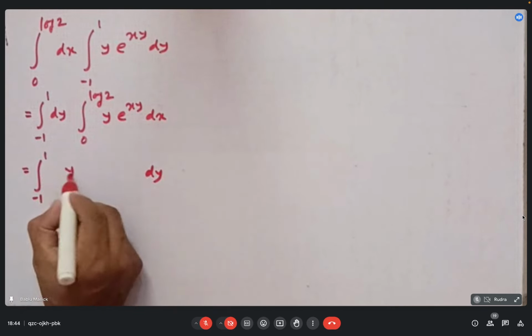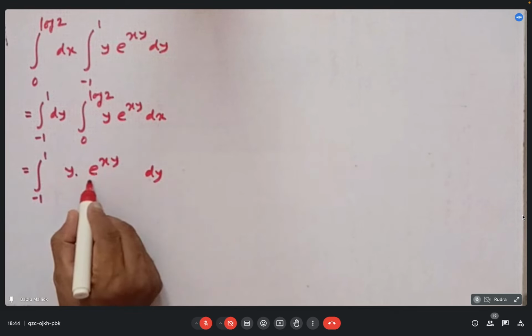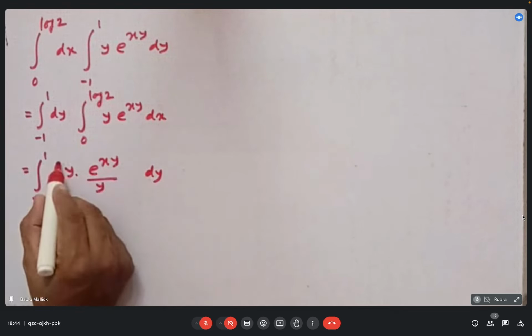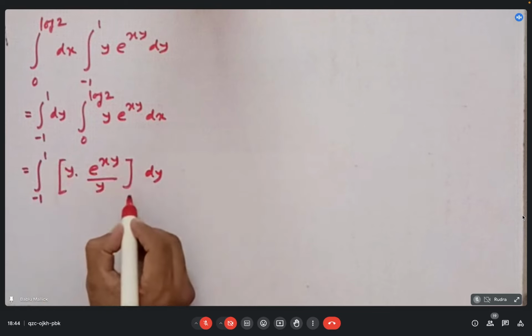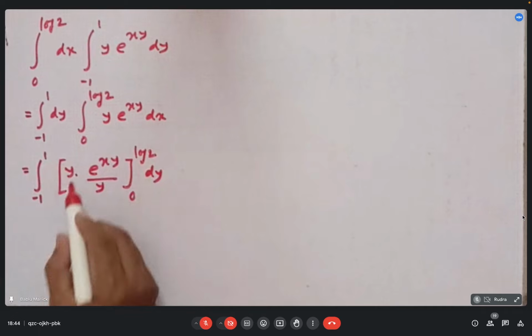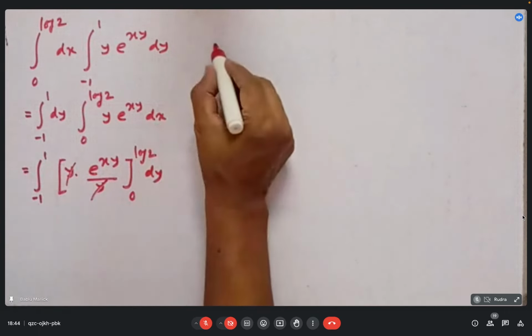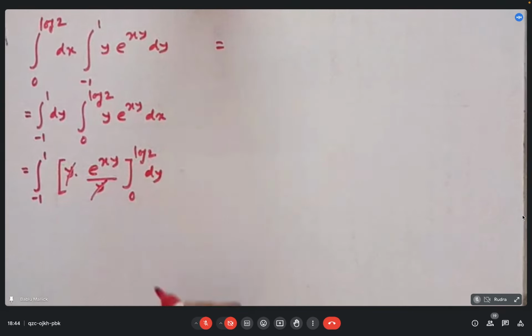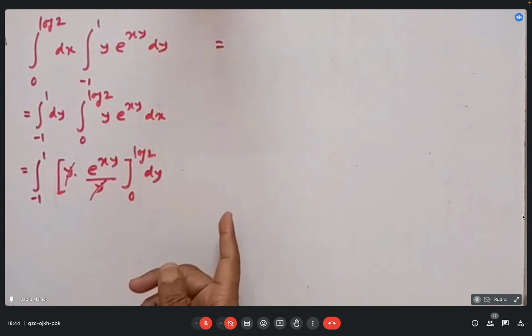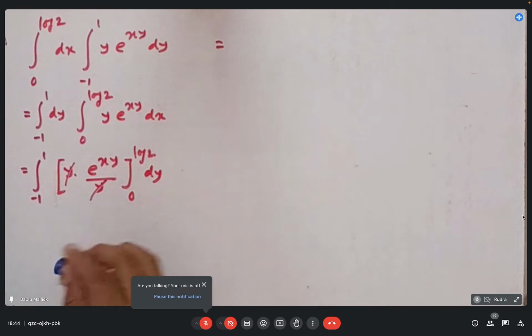Its integration with respect to x, that is, e to the power xy divided by y. This limit is from 0 to log of 2. So y cancelled. So this is equal to, continue this and find the answer. Try to do it yourself.